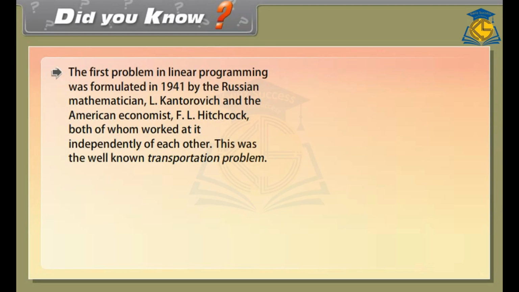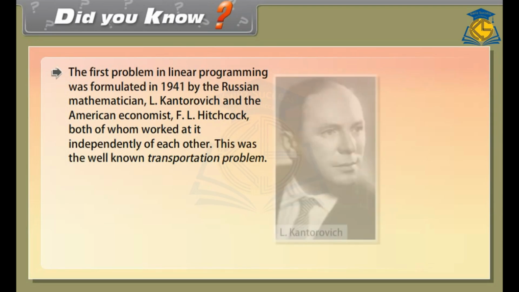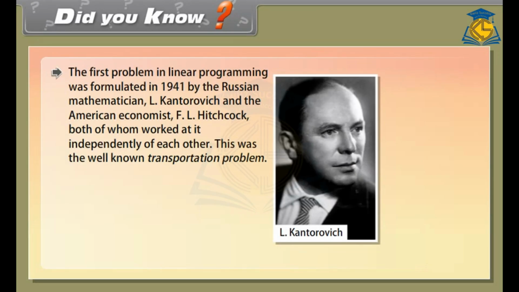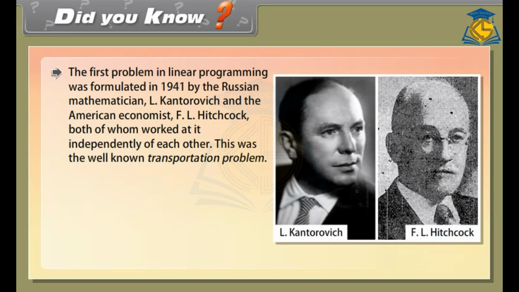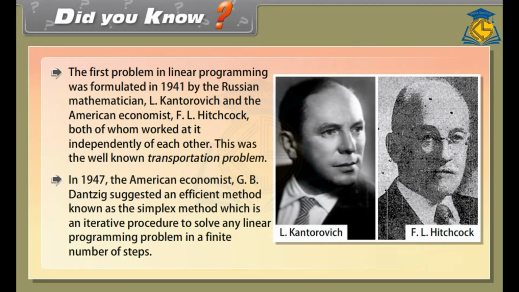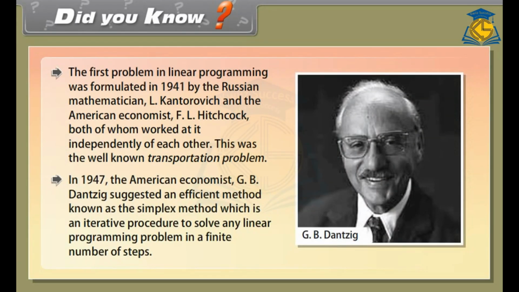The first problem in linear programming was formulated in 1941 by the Russian mathematician L. Kantorovich and the American economist F. L. Hitchcock, both of whom worked at it independently of each other. This was the well-known transportation problem. In 1947, the American economist G. B. Dantzig suggested an efficient method known as the simplex method, which is an iterative procedure to solve any linear programming problem in a finite number of steps.